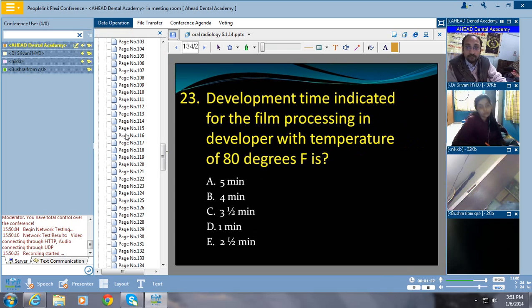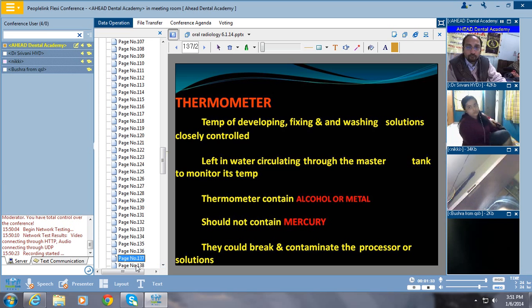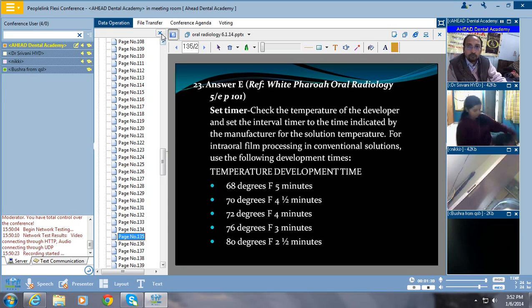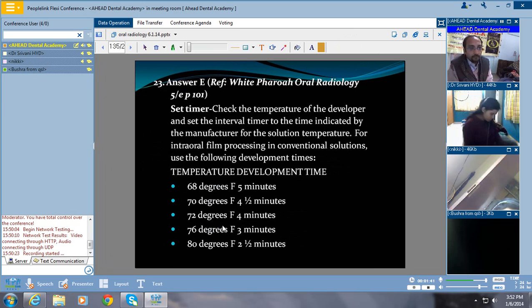So in that way, this is generally the temperature which you need to remember. At 68 degrees Fahrenheit, the amount of time in which you place the film is approximately 5 minutes. Just remember one thing: the moment you add 2 degrees, you reduce the time by half a minute. So at 68 it becomes 5 minutes, 70 is 4.5, 72 is 4, 76 is 3. The only difference is between 76 and 80, where instead of 2 you would expect, it is 2.5 minutes.